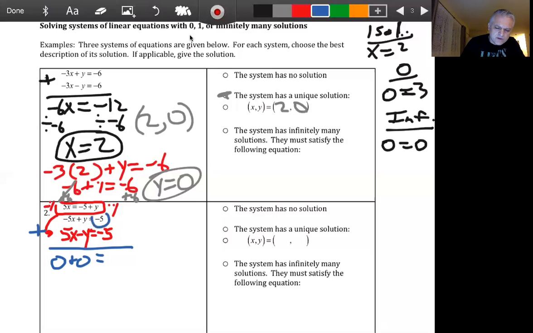Negative 5 plus negative 5. Be careful, this is where people will make mistakes if they make mistakes. Negative 5 plus negative 5 is negative 10. It's not 0. Negative 10. Simplify the left side, 0 plus 0.